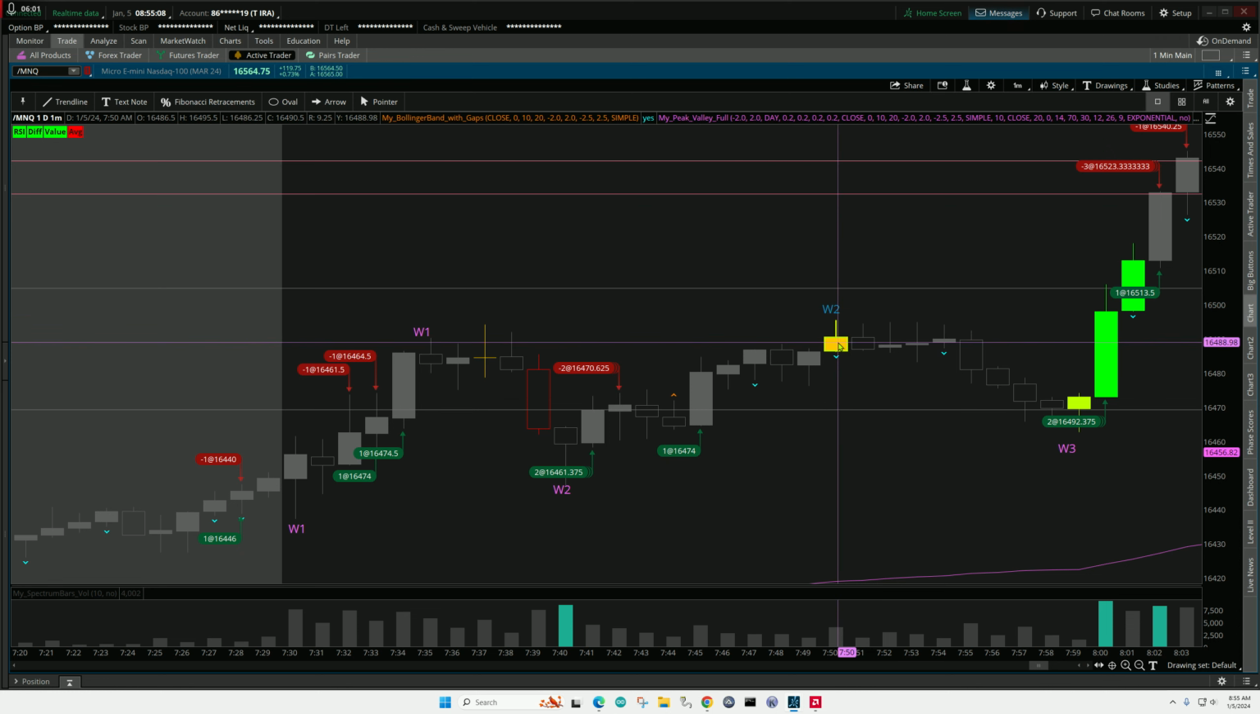How do we know this is the end of wave 2? Because price pulls back and you get candle body under all these candle bodies. So now this is confirming that price is no longer going up. We get a pullback to wave 3.